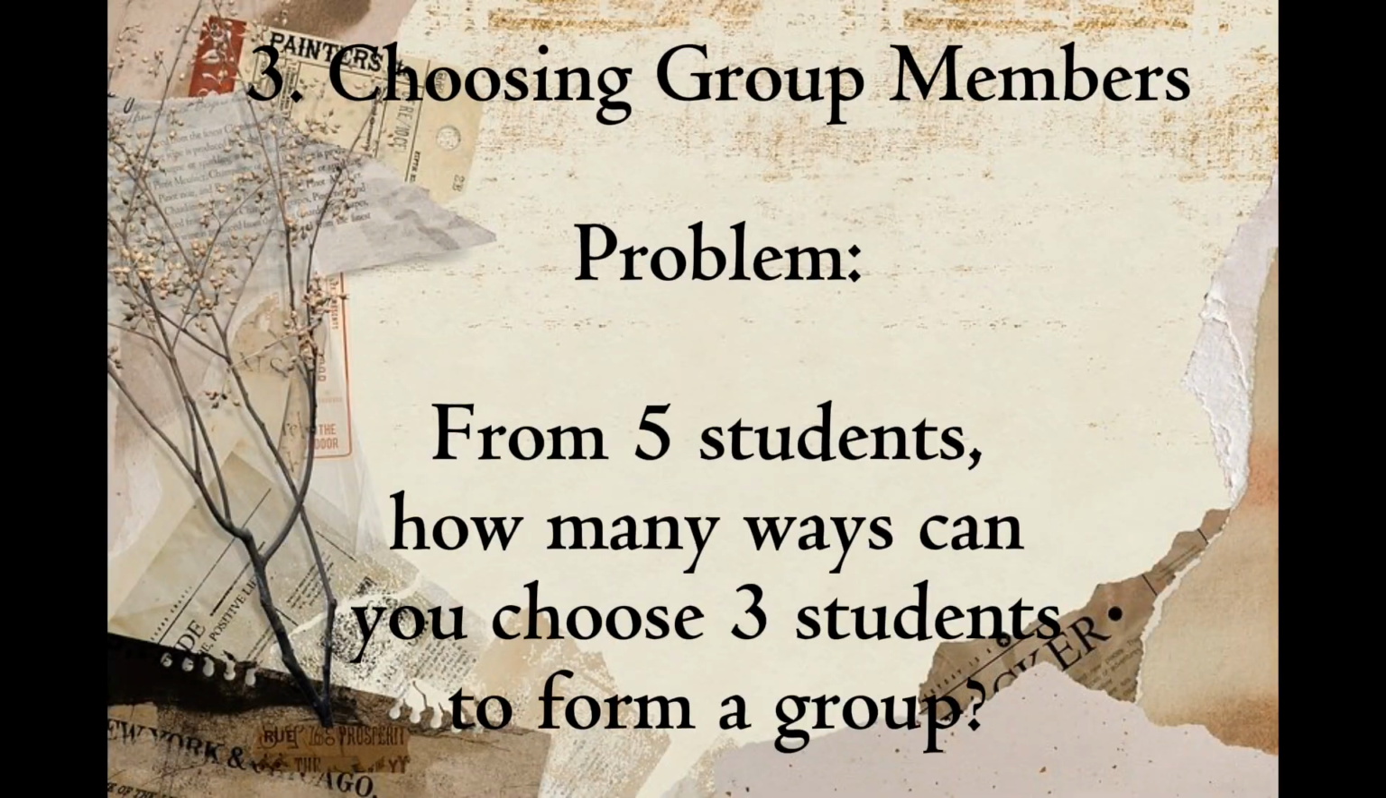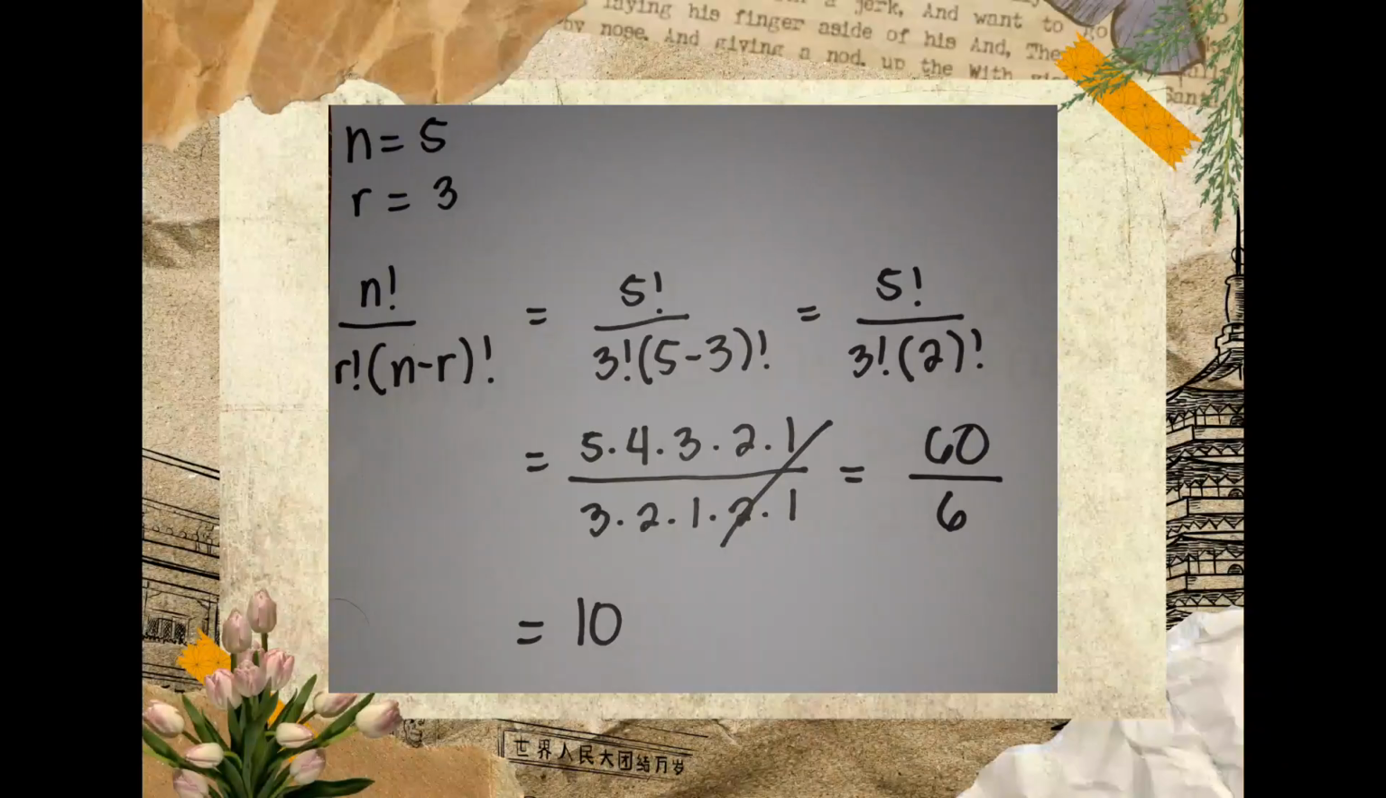Example number 3 of combination is choosing group members. The problem is: from 5 students, how many ways can you choose 3 students to form a group? So, the total number of objects, or n, is equal to 5, and the number of objects chosen or arranged, or r, is equal to 3.